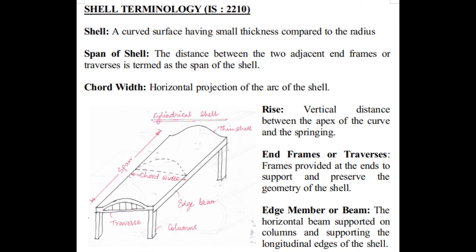Next is end frames or traverses. What are these? These frames are provided at the ends to support and to preserve the geometry of the shell. The next definition is edge member or beam. Edge beam or edge member: the horizontal beam supported on the columns and supporting the longitudinal edges of the shell.